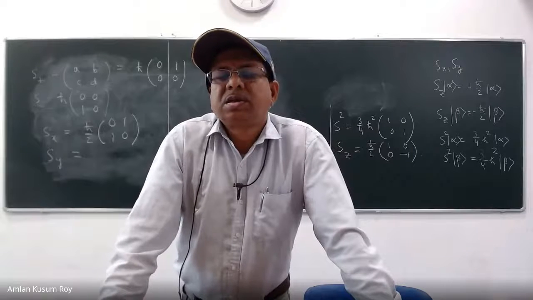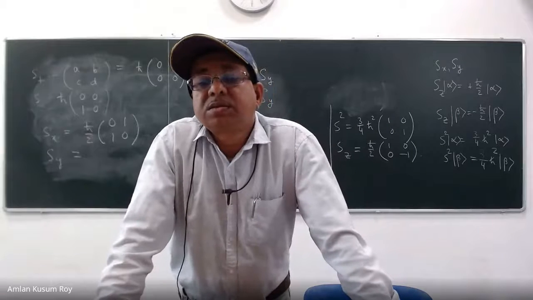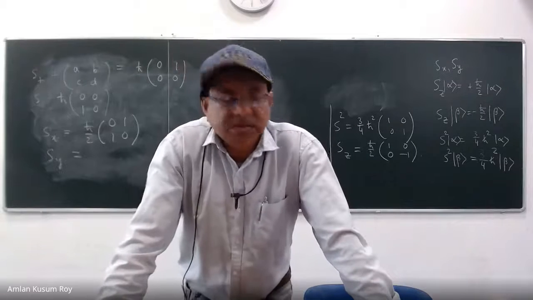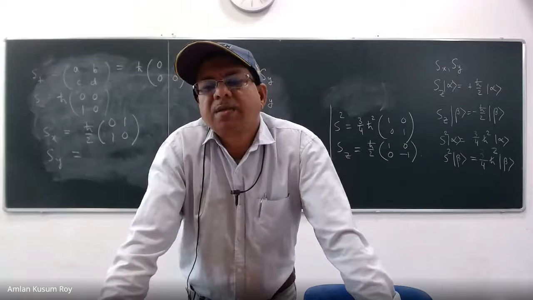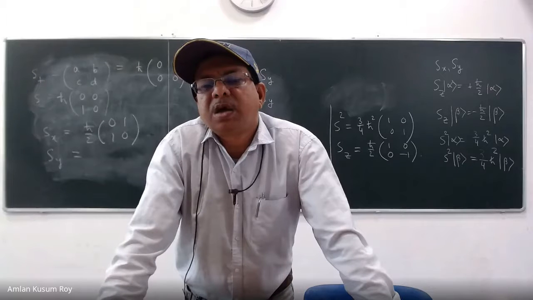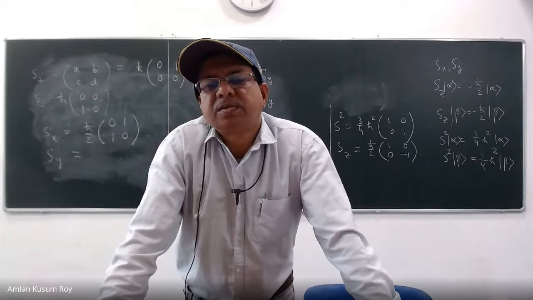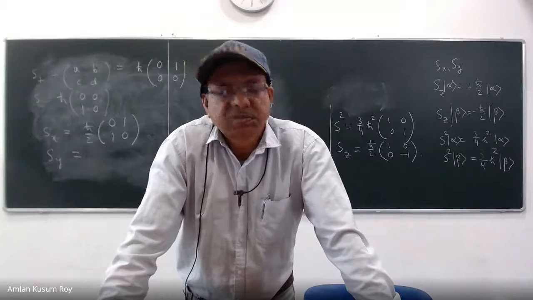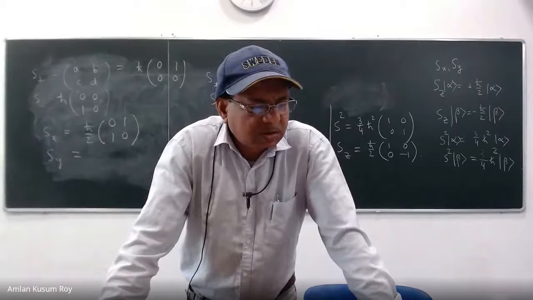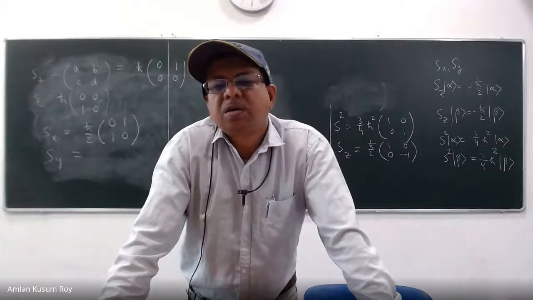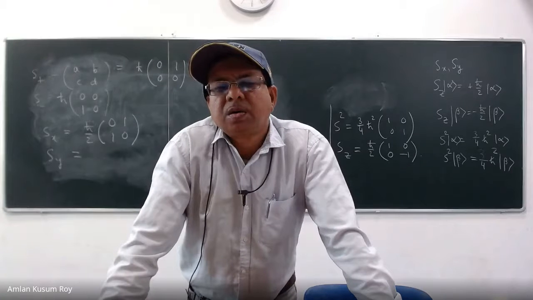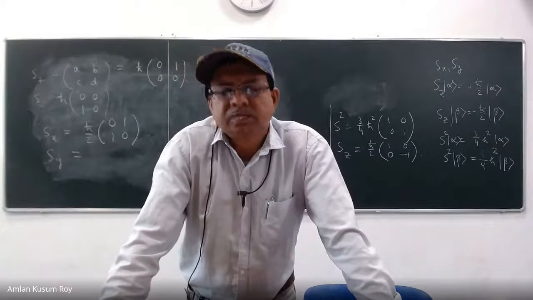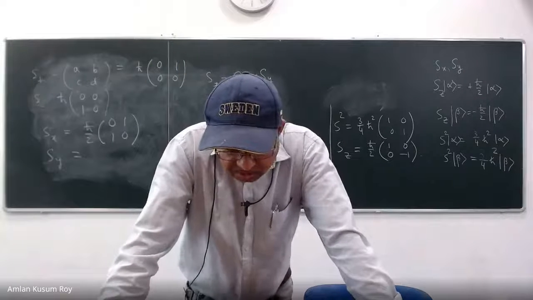Rohan says Sy is equal to minus I by 2 H cross times A. What is A? Rohan, can you write it clearly? The class will end, write quickly.